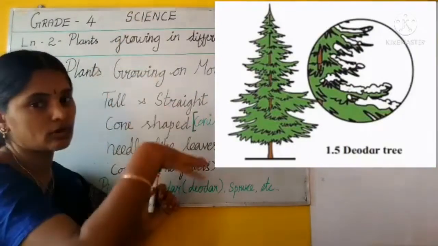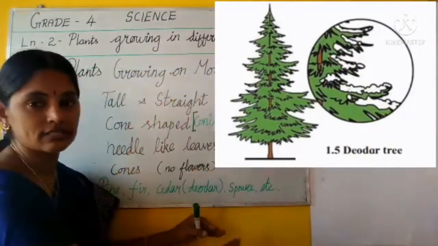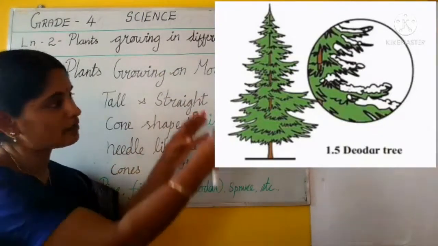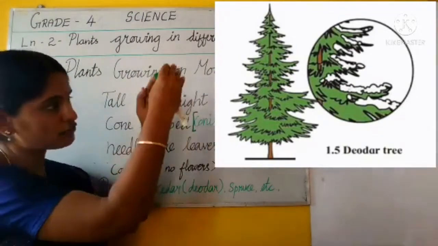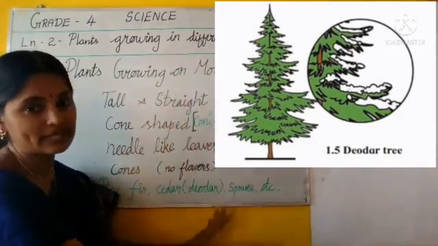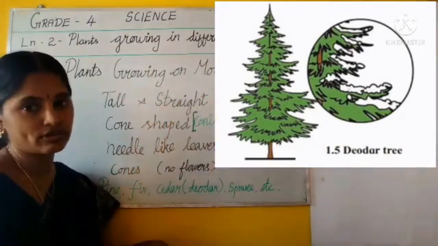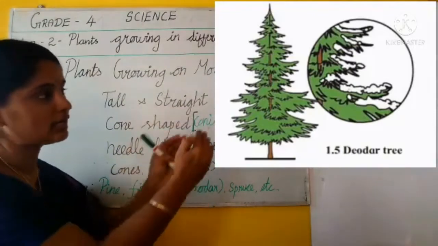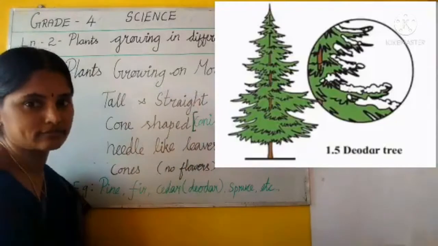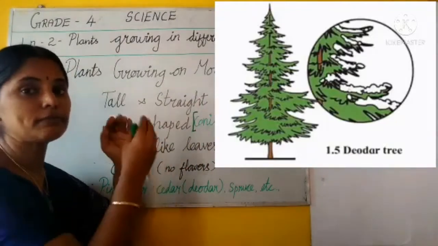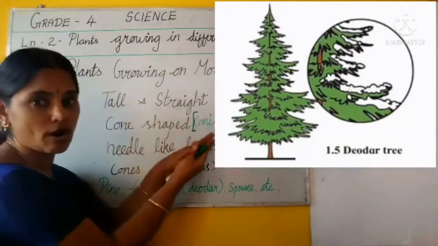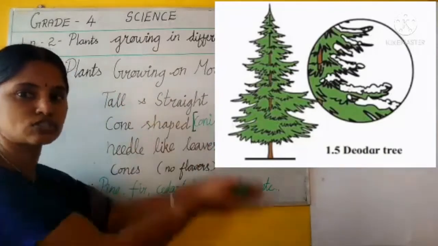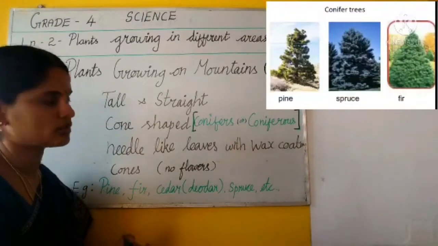So what happens when snowfall comes? The snow will slip off very easily and fall down. Rainwater will also slip off very easily and go to the ground if the plants are in cone shape. The water will not stay on the tree. So that only plants growing on mountains are in cone shape. Most of the plants are in cone shape.